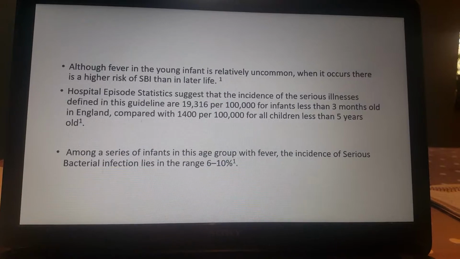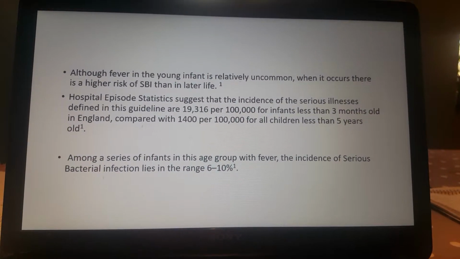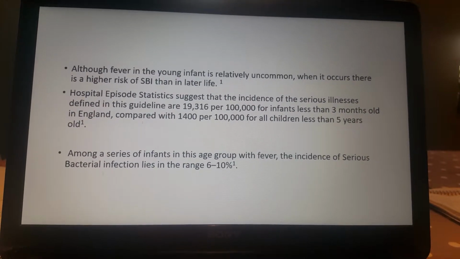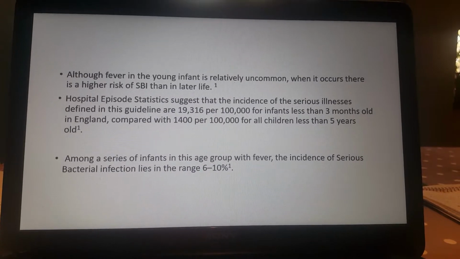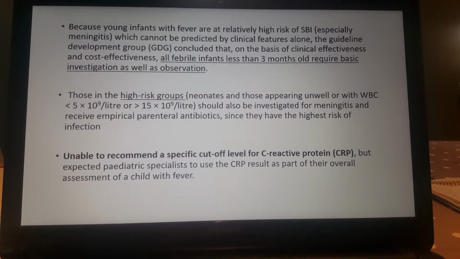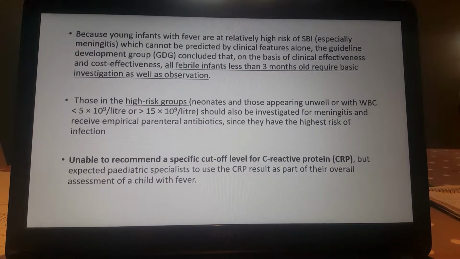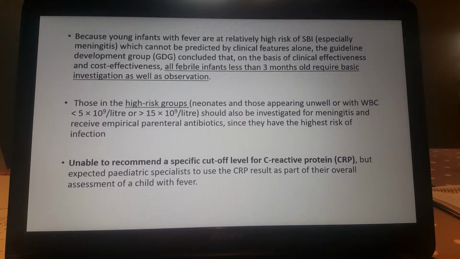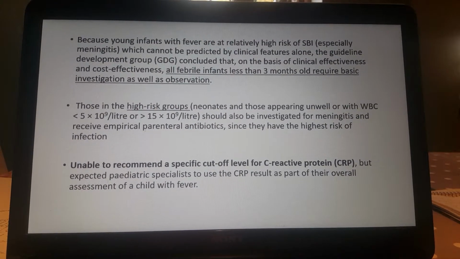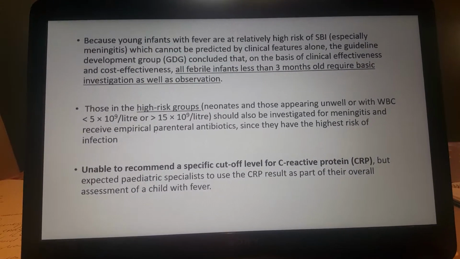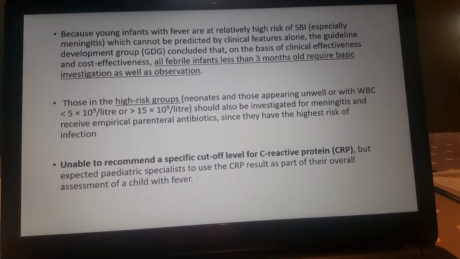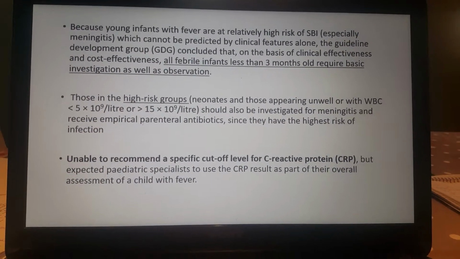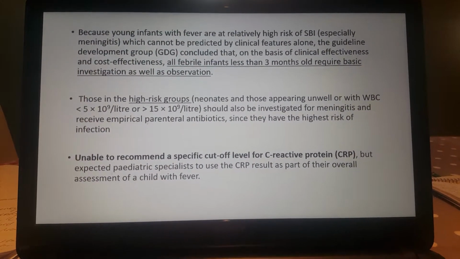And depending on the data series that you look at, the incidence of serious bacterial infection in this age group lies somewhere in the range of 6 to 10%, so very significant risk. And again, because we know that this group are particularly high risk, the NICE guideline wouldn't recommend just observation. They would want basic investigation as well as observation. And those in the high risk group, so those are neonates, or those who appear unwell, or those with a high white cell or low white cell count, should also be investigated for meningitis and receive empirical parenteral antibiotics, as they are obviously at the highest risk.